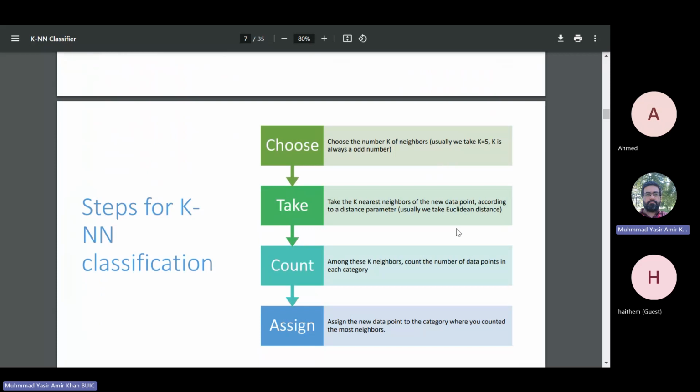So it's pretty simple. So yes, Haitham, can you please summarize what I've just told you? How does it work? Yes, Haitham.